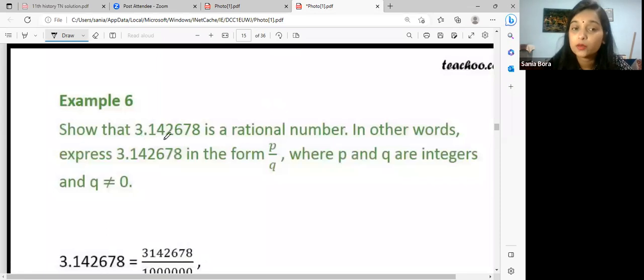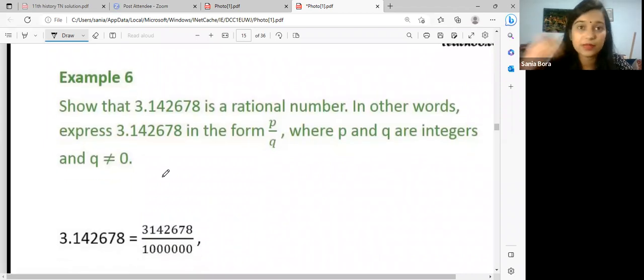Show that 3.142678 is a rational number. You can simply put it into rational form. In other words, you are going to express this in P upon Q form. It's very easy.